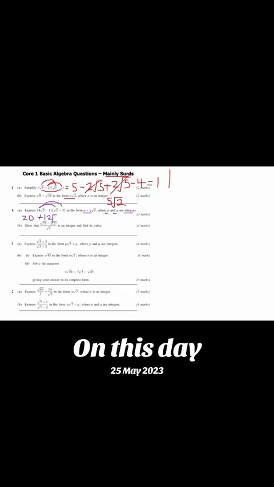The negative 1 times root 5 is going to be negative root 5, or negative 1 lot of root 5, that's also fine. And the negative 1 times positive 3 is going to be negative 3, because a negative times a positive goes to a negative. 20 take away 3 is 17. 17 plus 11 root 5.